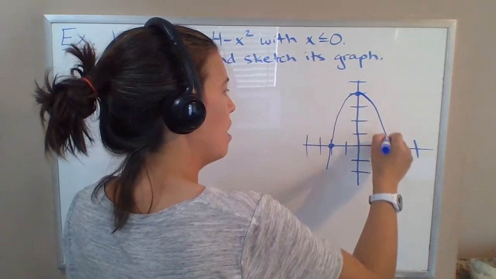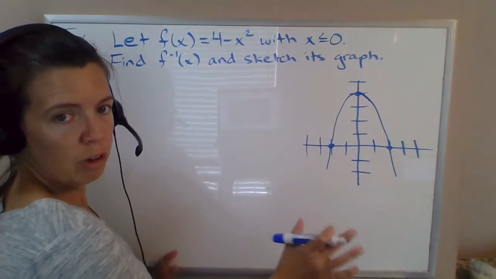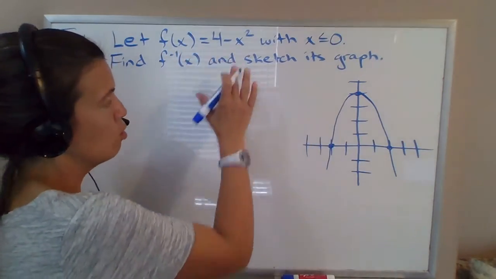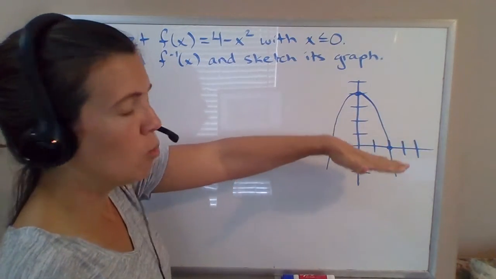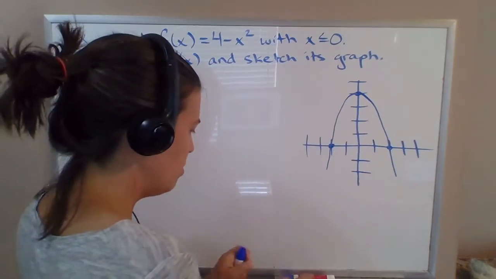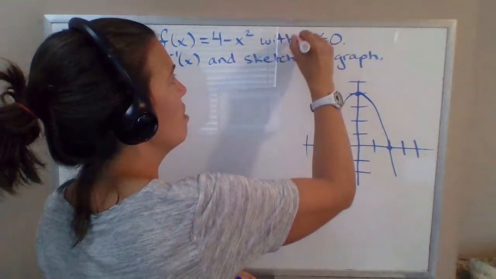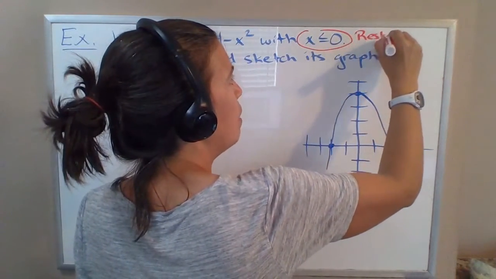Notice that if we did not have this requirement, if we were just told, okay, consider f of x equals 4 minus x squared, this fails the horizontal line test. This is not a one-to-one function, and so it would not have an inverse. So there's this added condition here, x is less than or equal to 0. This is referred to as a restricted domain.